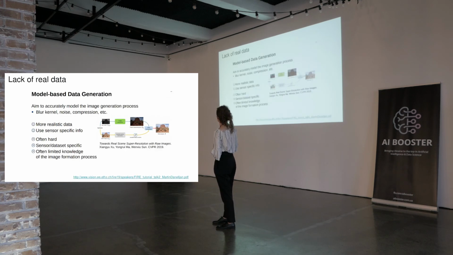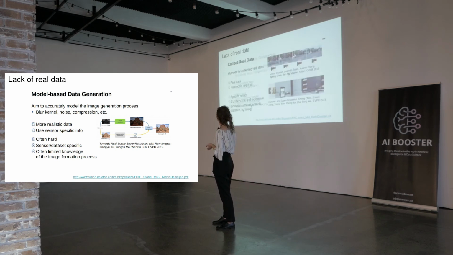Okay, moving forward. So we have a lack of real data. We can still try to obtain it. We can try to model it as realistically as possible, but it will be really sensor specific. If you're trying to model some specific noise that you get from a specific type of camera, you can probably train for it and get the data, but it will be really sensor specific. It might not be an option for you.